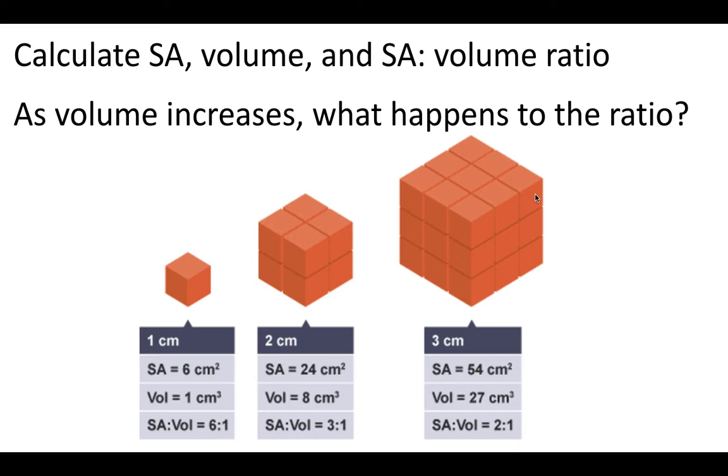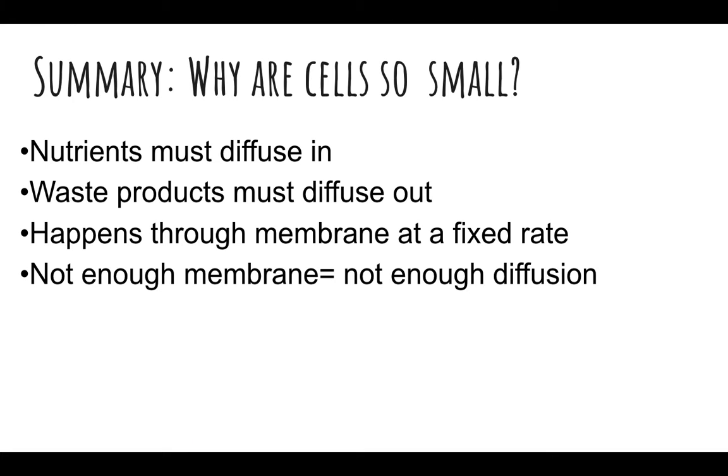But if we look at our bigger cube, each face is 9 square centimeters. So we have a surface area of 54, 9 times 6. And the volume is going to be 3 times 3 times 3, which is 27. So now we have a surface area to volume ratio of 2 to 1. So as size increases, surface area to volume ratio decreases. That's really important.